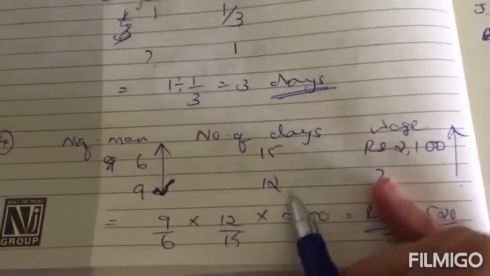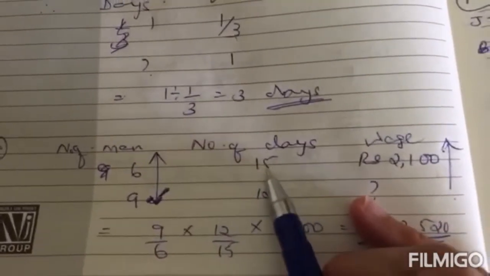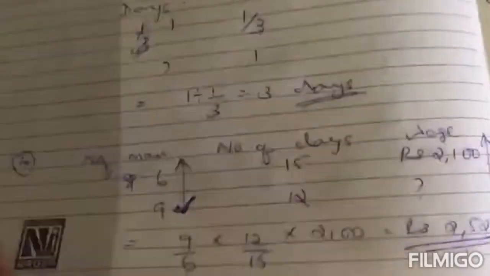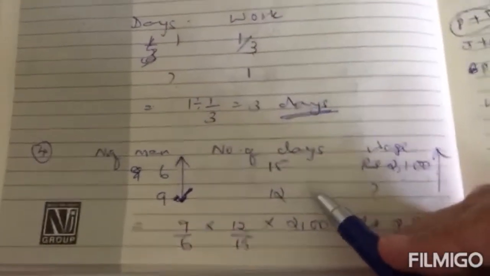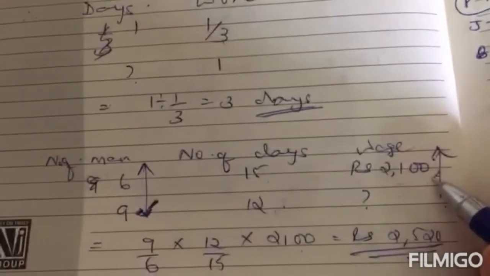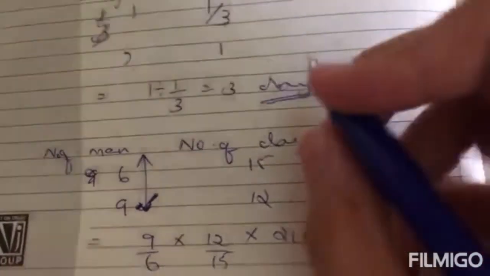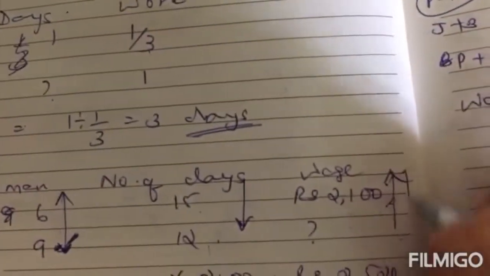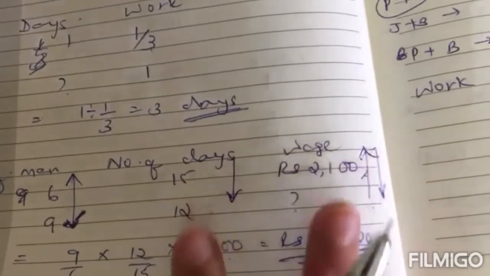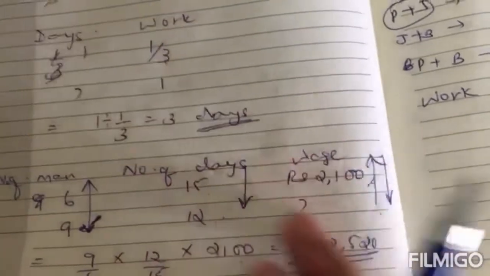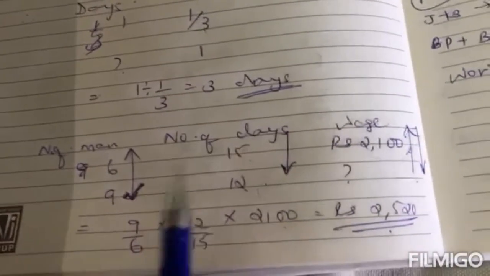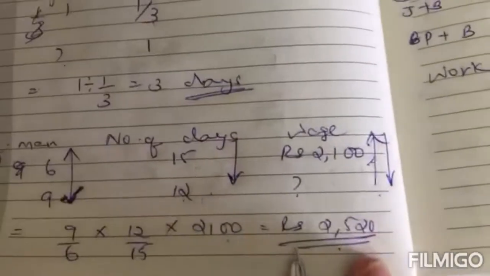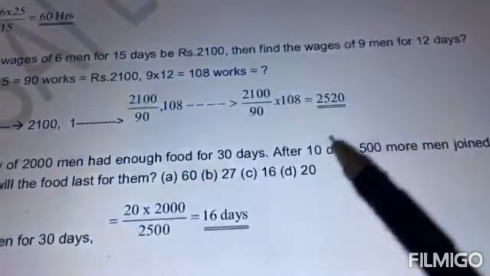Now let us look at this. They are hiring the men initially for 15 days and they pay them a wage of 2100. If the number of days that they are hiring the men for declines, what do you expect the wage to do? That is also going to decline, right? So in the second case also, it is a direct proportion because the given item and the unknown item are moving in the same direction. So we will write the denominator on the top. We'll take 12 by 15 into 2100. So the answer is 2520.